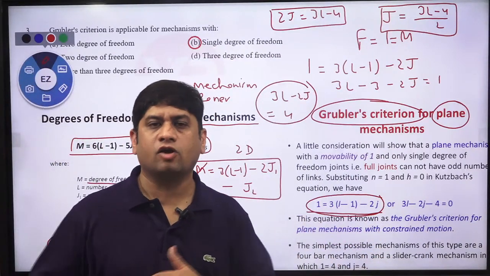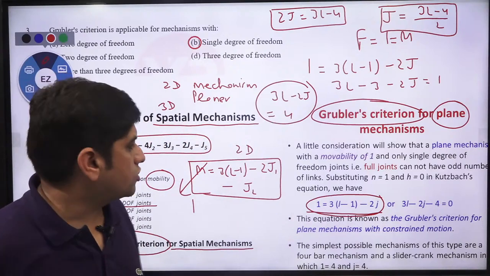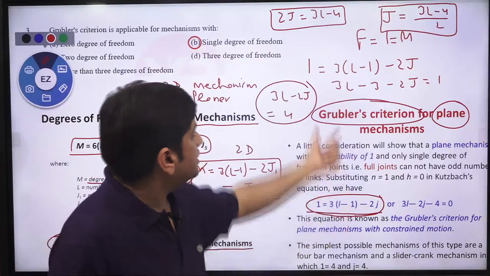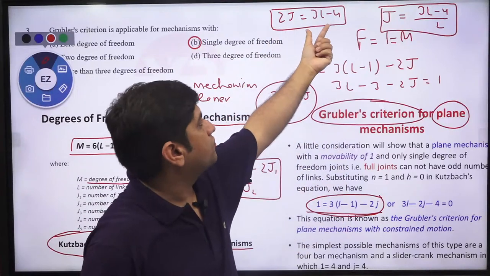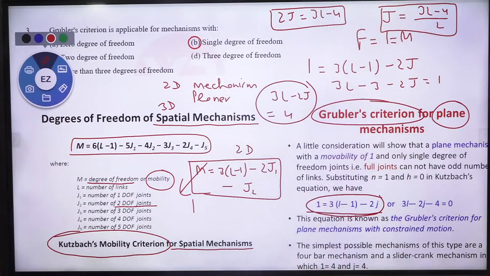Lower order pairs and higher order pairs, you already know. Area contact is a lower order pair, whereas point contact is a higher order pair. So we get an equation between the number of pairs and the number of links. This equation is very important for your exam. So remember this equation. This is very, very important for the exam.